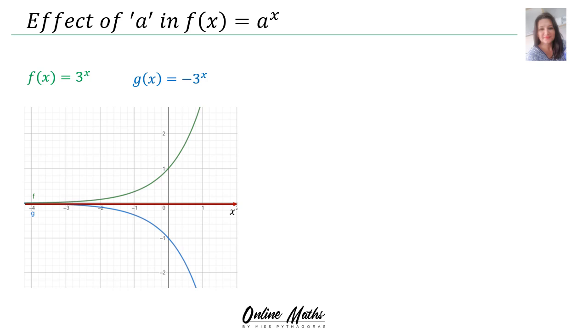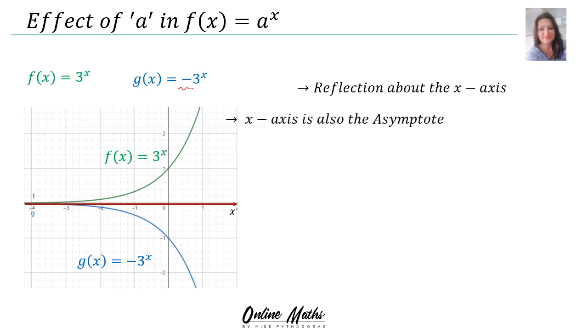Let's look at the 2 graphs here. Now the green graph is f of x is 3 to the x, and then the blue graph is g of x is minus 3 to the x. So now what influence does this minus have on your graph? It's very clear that there was a reflection about the x-axis, and the x-axis is also the asymptote.